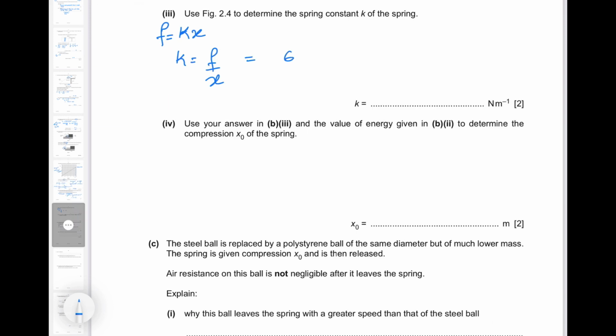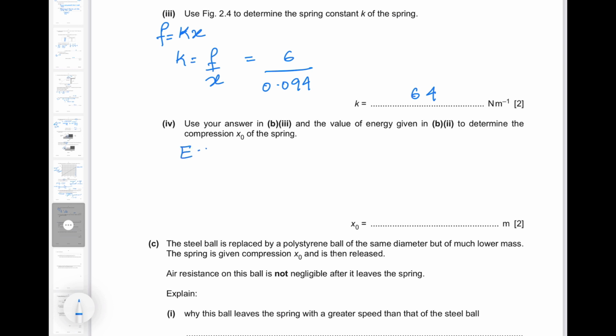So we've got 6 newtons divided by the extension in meters, which would be 0.094, and this is equal to 64 newton per meter. 4. Use your answer in B part 3 and the value of energy given in B part 2 to determine the compression of the spring.